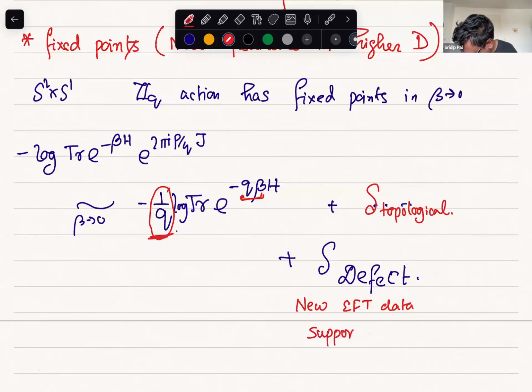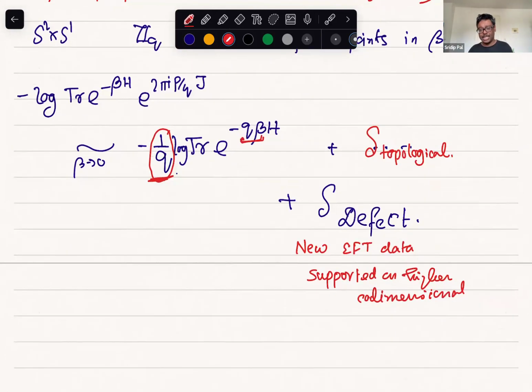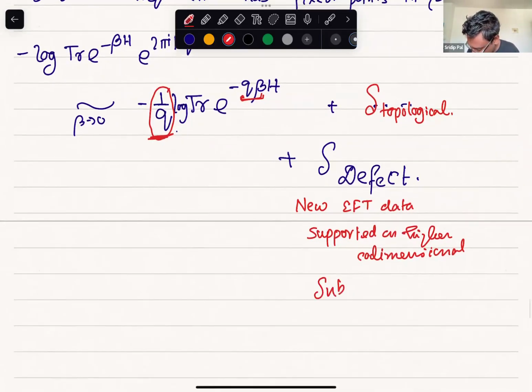supported on higher codimensional manifolds. And again, these are subleading because these are higher codimensional objects. So the first term that you can write down is basically, for example, in S2 times S1, these are points. So the first term you can write down is some constant piece. The second term you can write down will go like proportional to beta. Then the other term you can write down is proportional to beta square, and so on. So they will always be subleading.